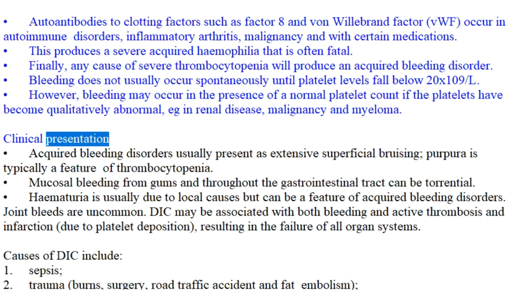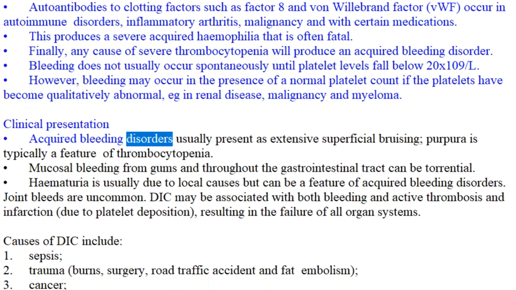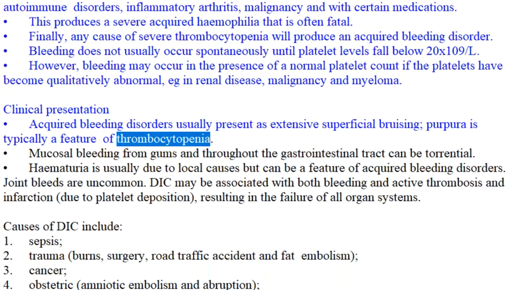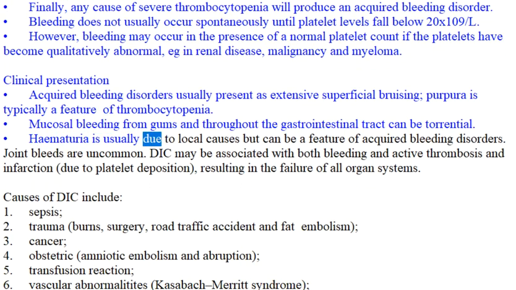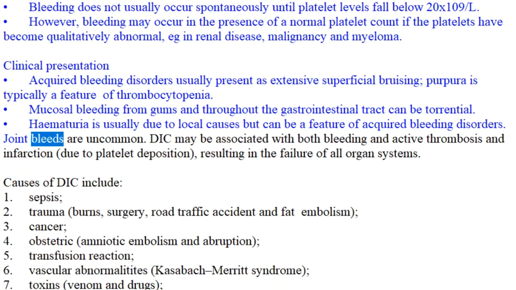Clinical presentation. Acquired bleeding disorders usually present as extensive superficial bruising. Purpura is typically a feature of thrombocytopenia. Mucosal bleeding from gums and throughout the gastrointestinal tract can be torrential. Hematuria is usually due to local causes but can be a feature of acquired bleeding disorders. Joint bleeds are uncommon.